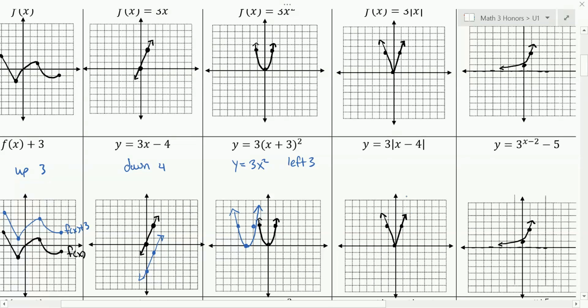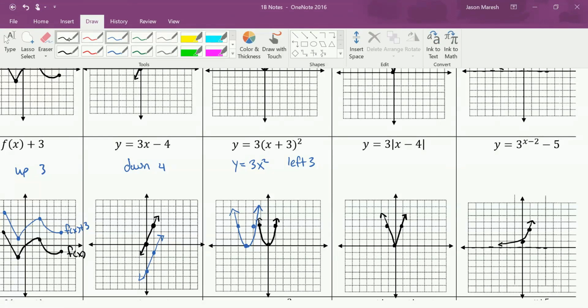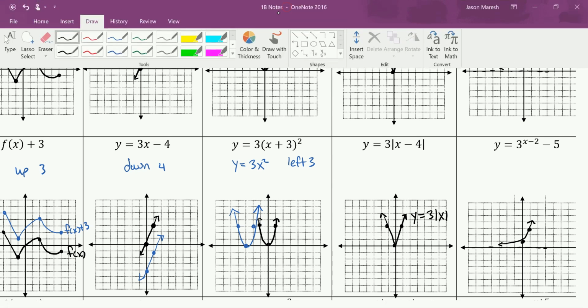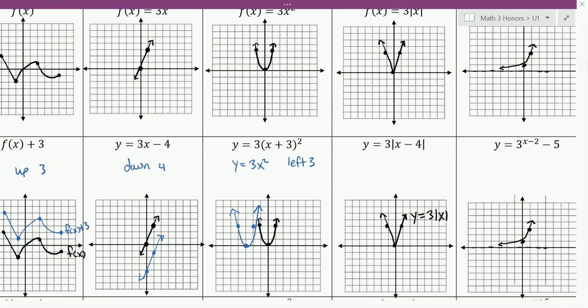This is your absolute value function. And again, the parent graph was y equals 3 times the absolute value of x. But now we want to graph y equals 3 times the absolute value of x minus 4. So what does that minus 4 do to the parent graph? To the right.